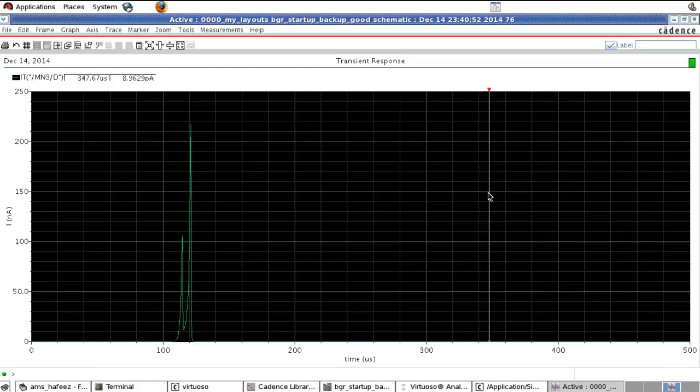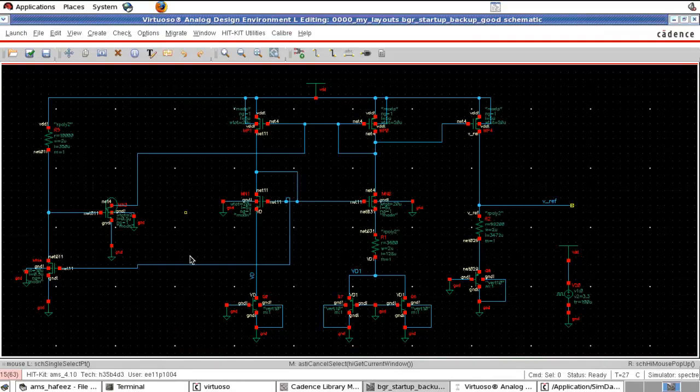So only in this time some amount of current is flowing to the circuit. This is the time where the startup circuit is working. The startup circuit will pump some current to the BGR, and once the BGR is working properly, then the startup circuit is turned off, and it is completely isolated from the bandgap reference.